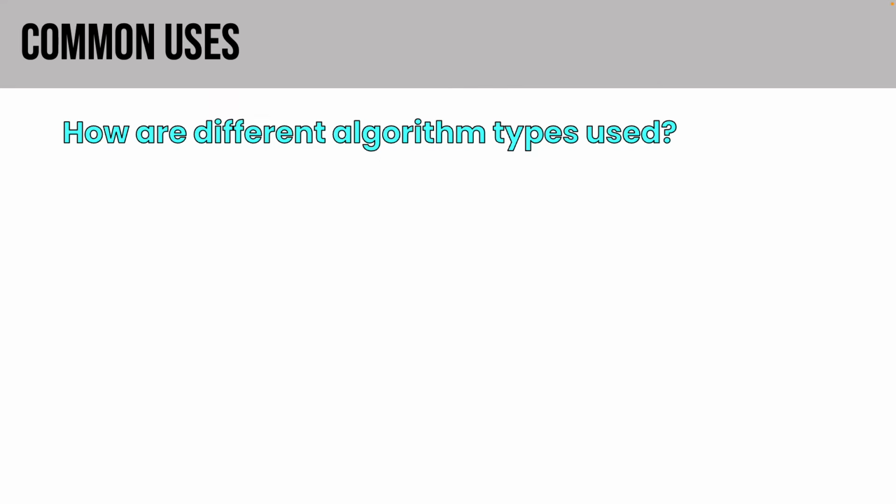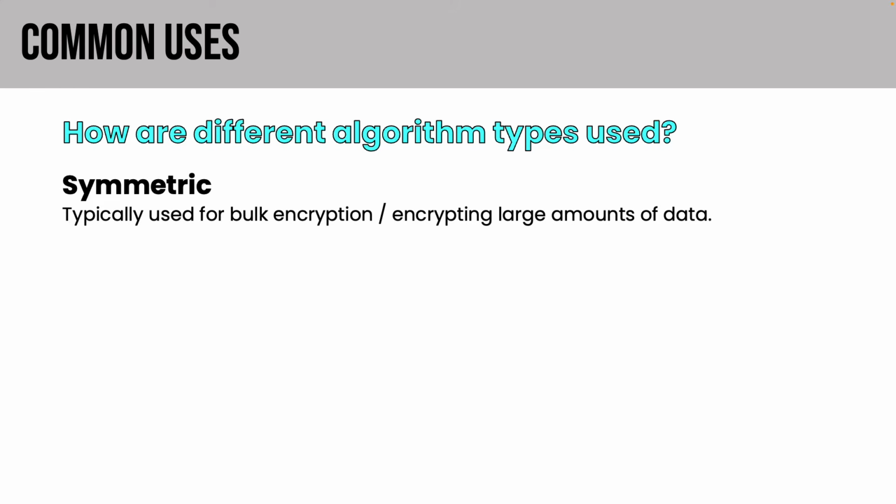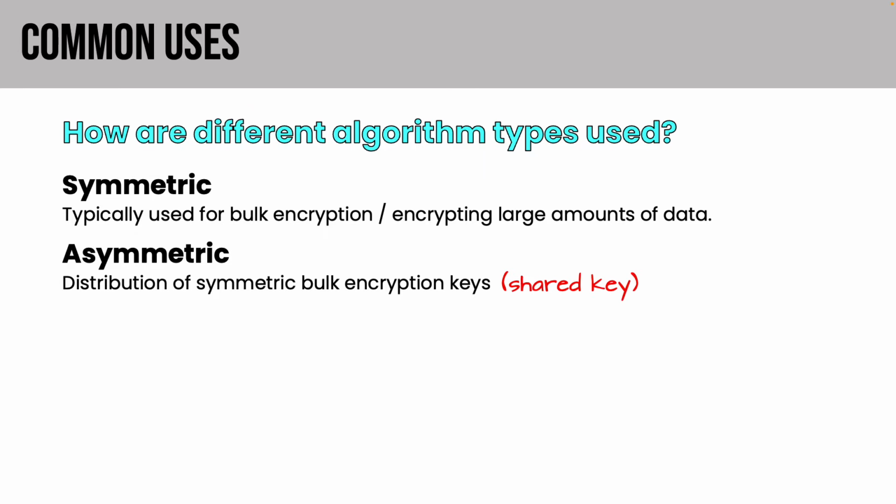So a few common uses. Symmetric is typically used for bulk data encryption. It's going to be faster than asymmetric. Asymmetric is going to be used for distribution of symmetric bulk encryption keys, the shared key we were just talking about.